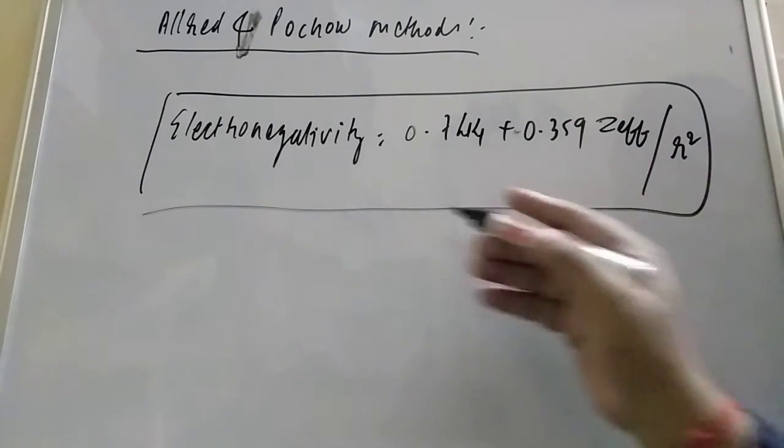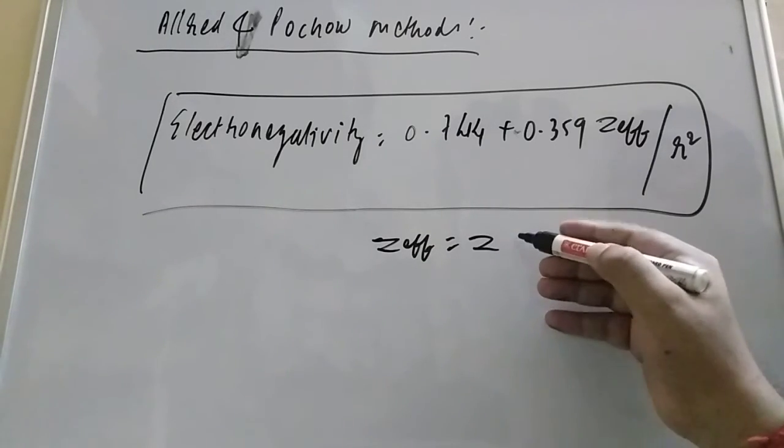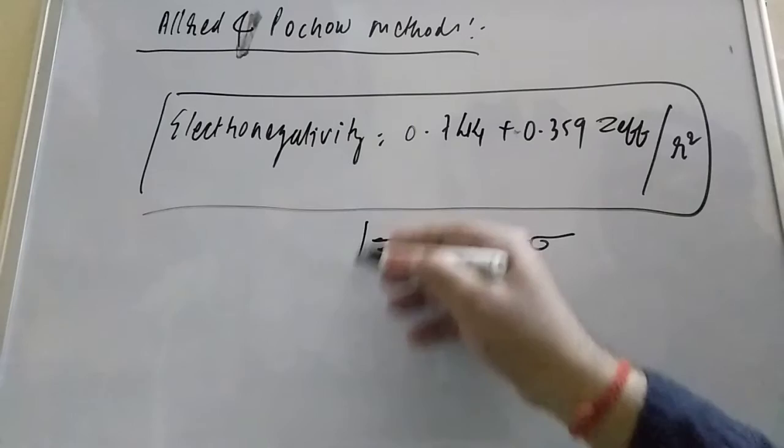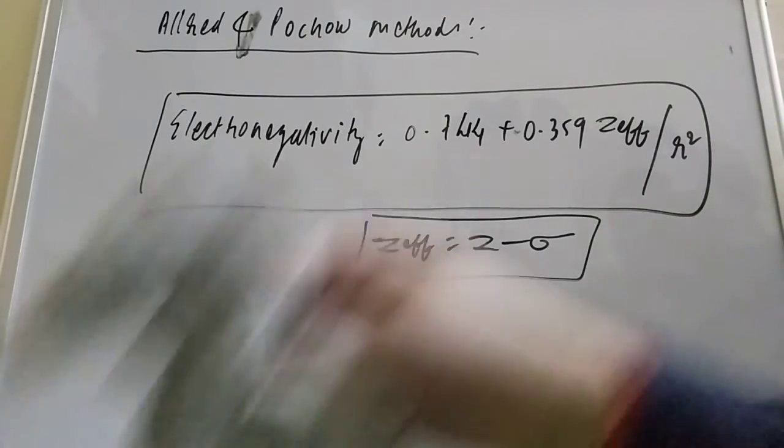Z effective is the nuclear charge Z minus the screening effect sigma. R square is the radius of the atom. This is how we can calculate the electronegativity of atoms. Now I am giving one problem on the basis of electronegativity. Its applications in chemistry are immense.